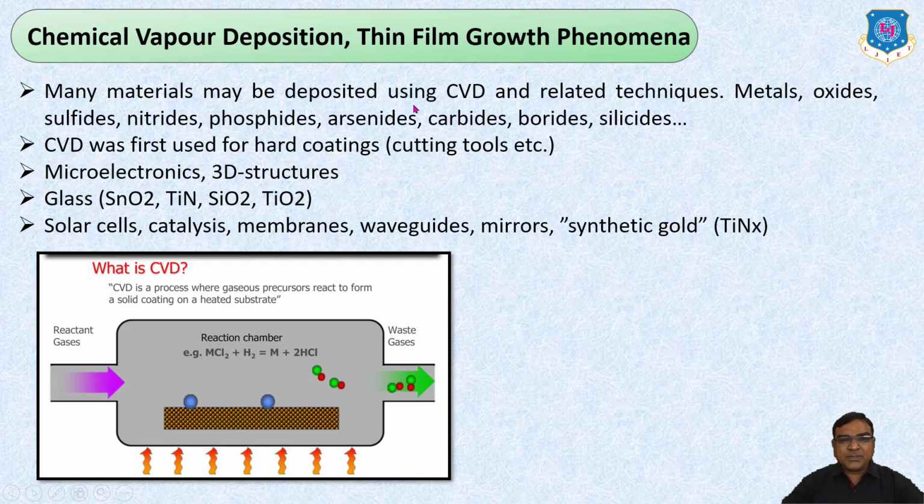Many materials may be deposited using CVD and related techniques: metals, oxides, sulfides, nitrides, phosphates, arsenides, carbides, borides, silicides, etc. CVD was first used for hard coatings, for cutter tools, etc. It is also used for microelectronics, 3D structures, glass, solar cells, catalysts, membranes, waveguides, mirrors, synthetic gold. Now you can see here the process of CVD.